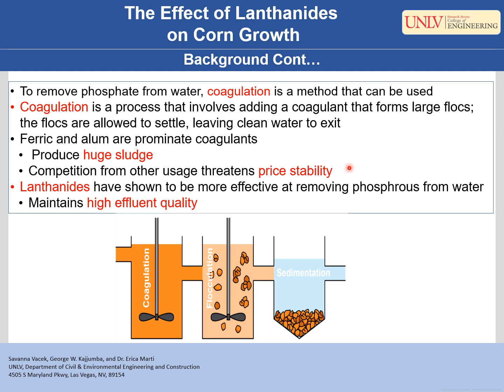To overcome these issues, we looked for a new coagulant that would be effective at removing phosphate from water. In our search, we found that lanthanides have shown to be more effective than previous coagulants at removing phosphorus from water. In addition, they produce little sludge compared to alum and ferric, which ultimately lowers operation costs. Here in this graphic, you can see the coagulation process. We start by adding a coagulant. Large flocks are then formed. These flocks are then allowed to settle, and clean water is left to exit.